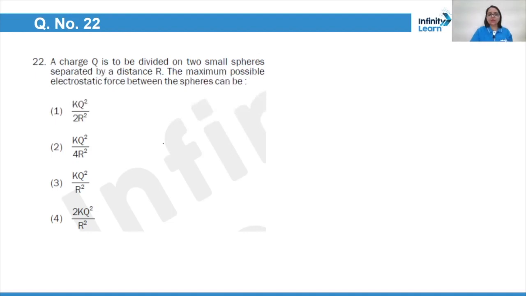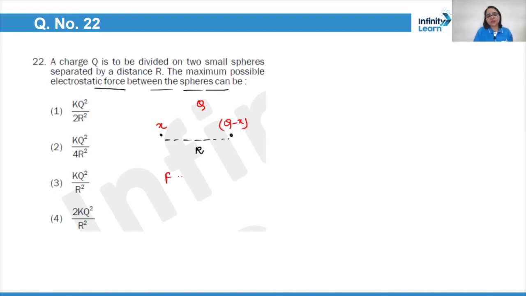Question number 22. A charge Q is to be divided on two small spheres separated by a distance r. The maximum possible electrostatic force between the spheres can be. We have two small spheres separated at a distance capital R, and we have total charge Q, and we want to divide this total charge Q in such a way that the electrostatic force between these two spheres can be maximum. Right, so let's assume that we are giving x charge to the first sphere and remaining Q minus x charge to the second sphere.